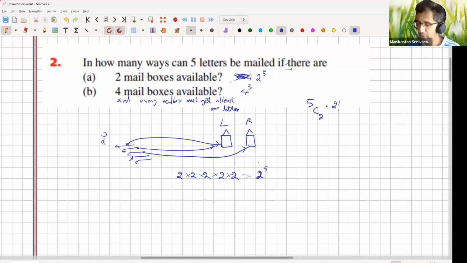Again, use factorial and all only as a tool. Don't be compelled. Just think logically. Close your eyes. Imagine you're having these 5 letters. These 4 mailboxes are there. You are going and mailing. What is the operation? How would you do it? Just visualize that.